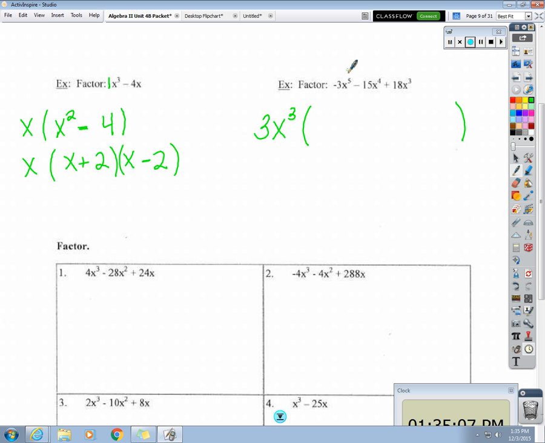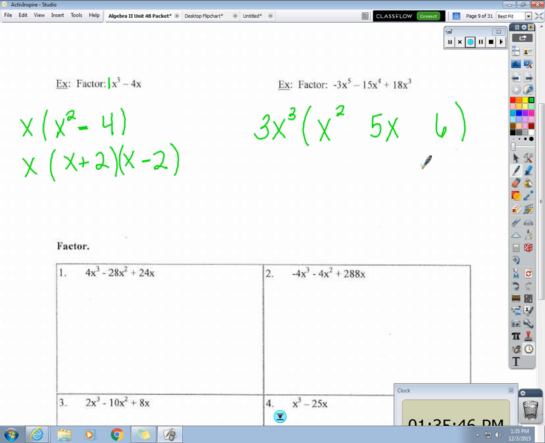Now let's talk about what's left. 3 divided by 3 is 1. Okay, x to the 5th, if x cubed has been factored out, that leaves x squared, right? 15 divided by 3 is 5. And it was x to the 4th, but 3 of those 4 have been taken out, leaving only x. And then 18 divided by 3 is 6, and it had x cubed, but all of them were factored out. So there's no x's on the 6, no variables. So it's now a constant.